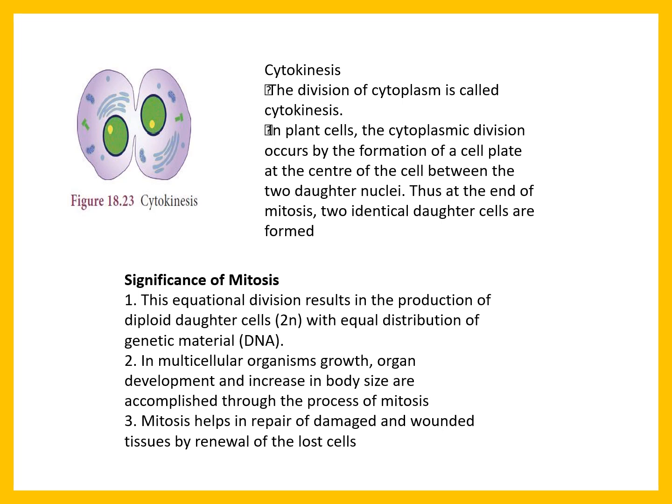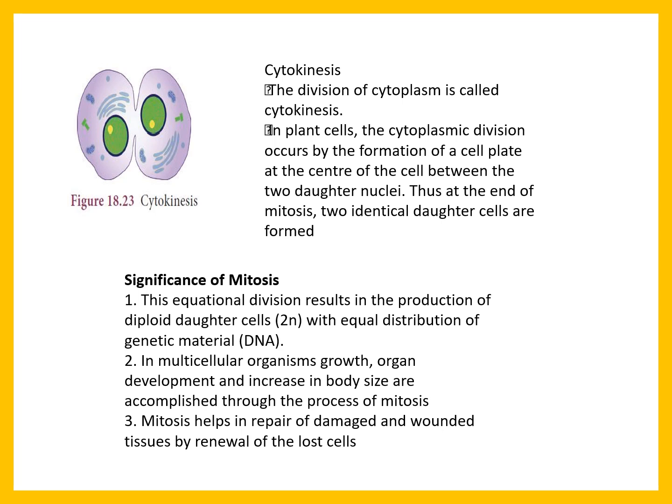Then, significance. This equational division results in the production of diploid daughter cells, that is 2n, with equal distribution of genetic material. In multicellular organisms, growth, organ development and increase in body size are accomplished through the process of mitosis.